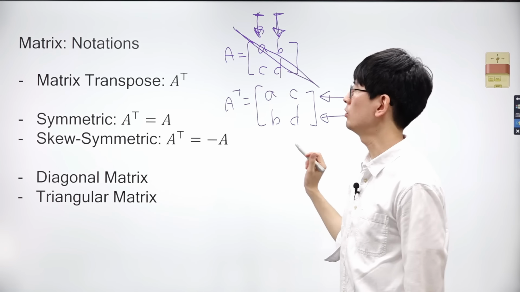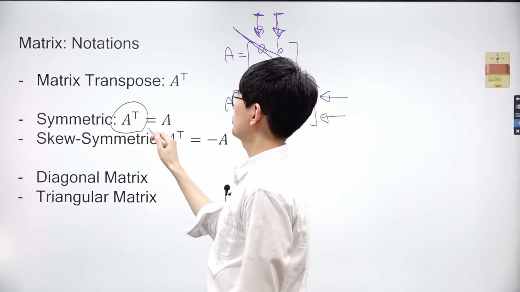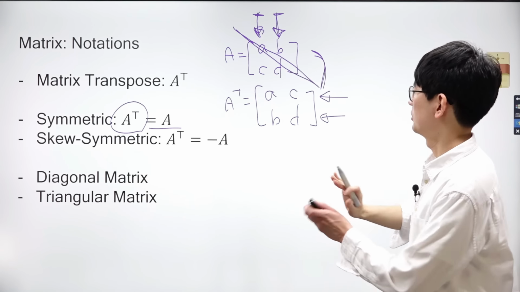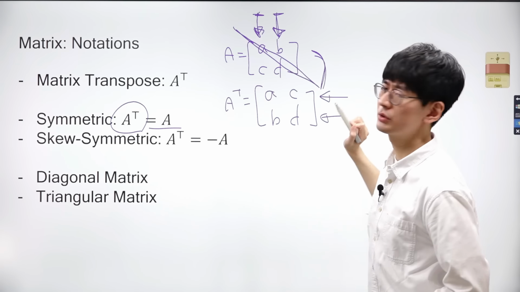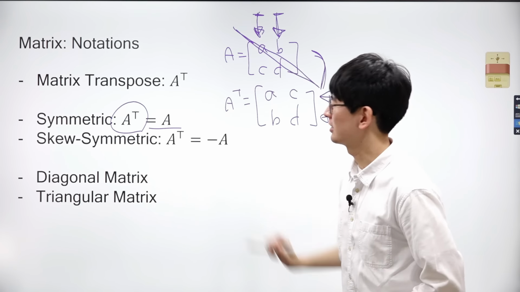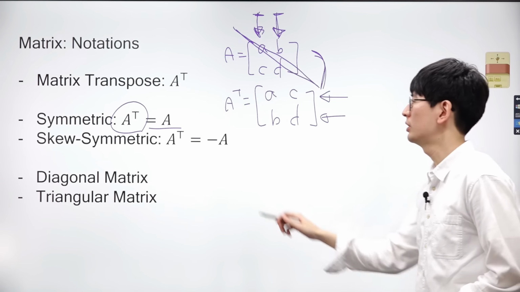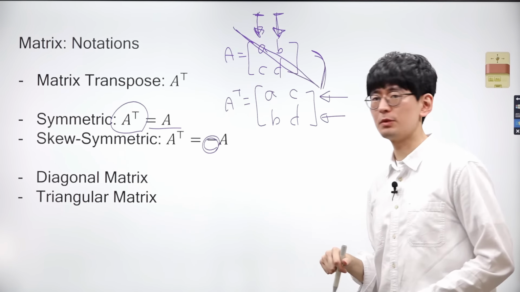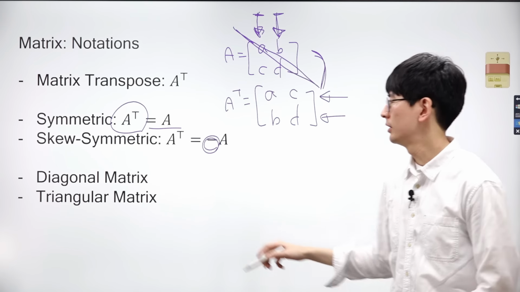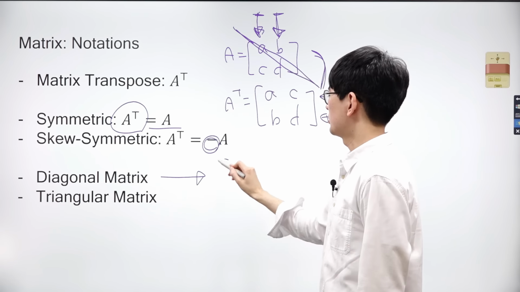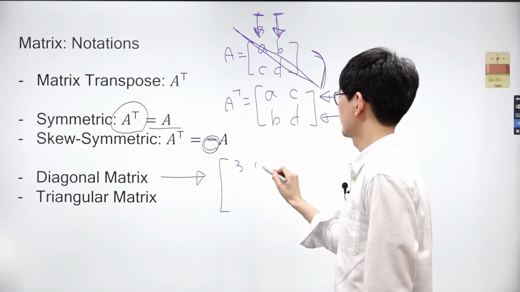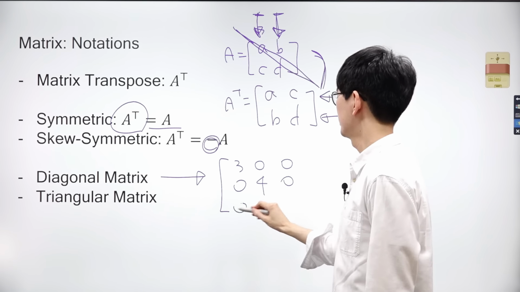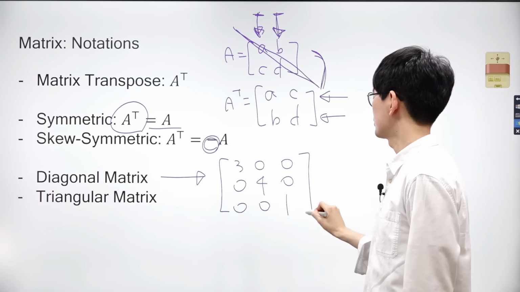If matrix A is equal to its transpose, we refer to the matrix as a symmetric matrix. It's important to note that symmetric matrices always have an equal number of rows and columns. On the other hand, if the transpose of matrix A is equal to its negative, we refer to the matrix as a skew-symmetric matrix. A diagonal matrix is a square matrix where all elements outside the main diagonal are 0.